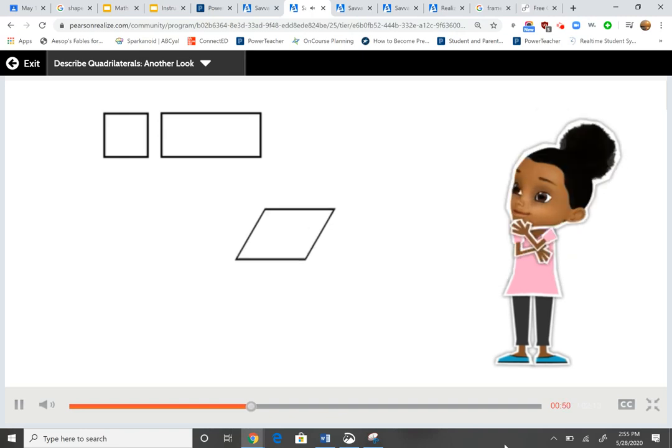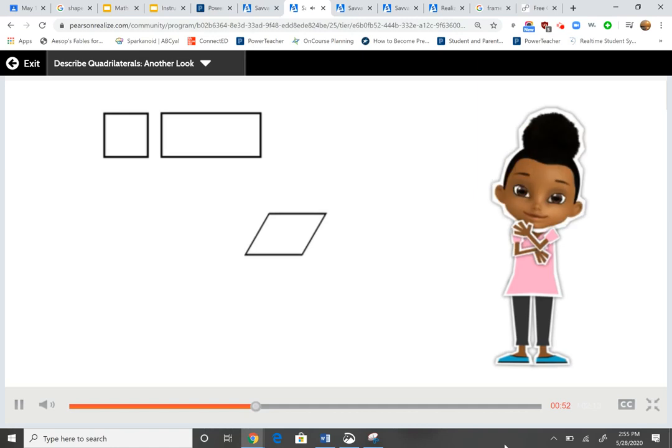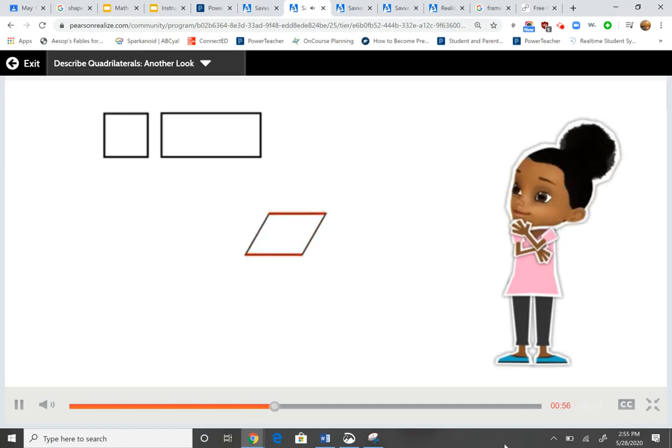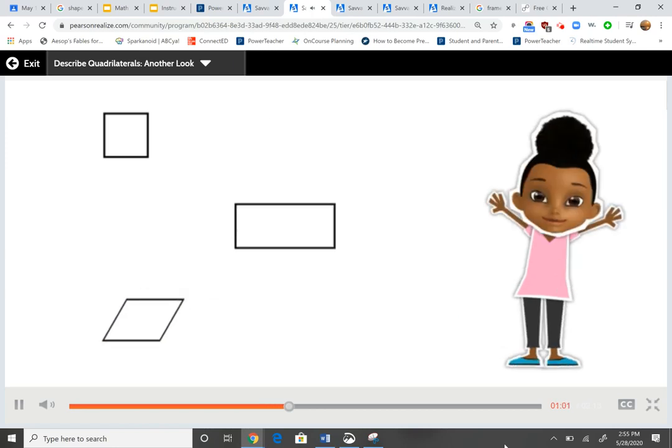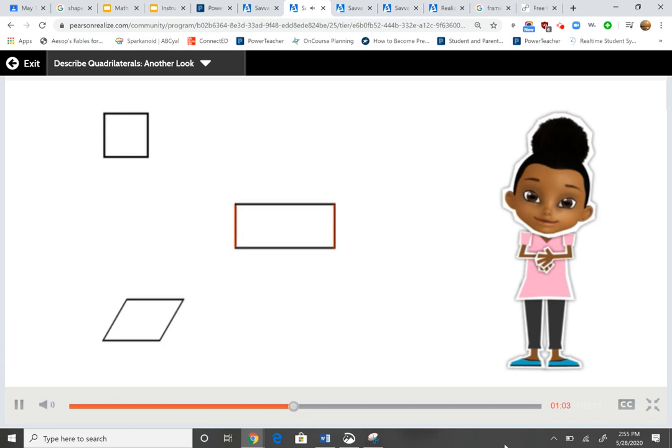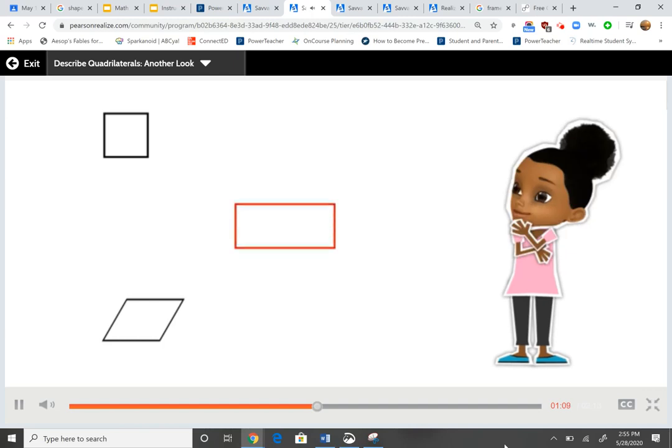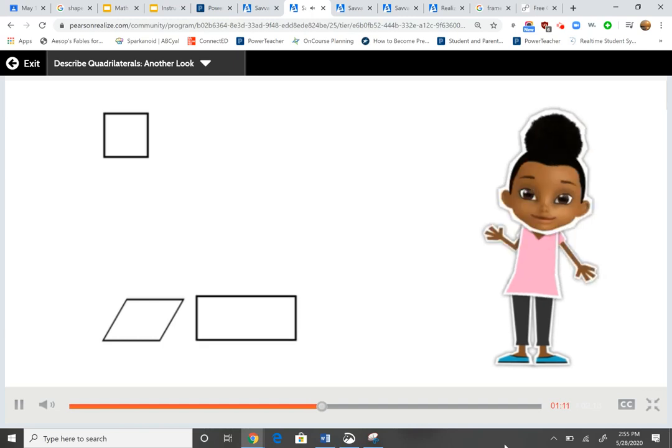The first is a parallelogram. We know it's a parallelogram because the opposite sides are equal and parallel. A rectangle's sides are equal and parallel too. Great point. That's our next quadrilateral. A rectangle is a type of parallelogram whose angles are all right angles. That makes sense. What's next?